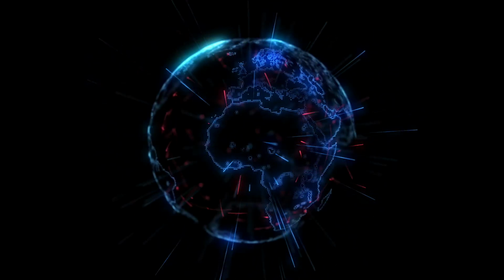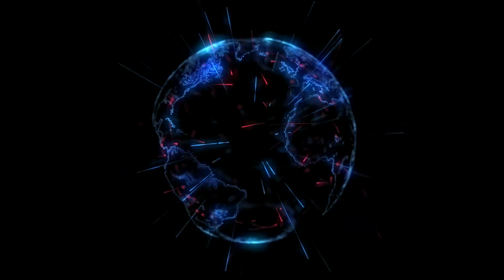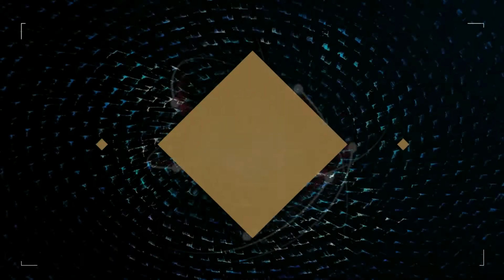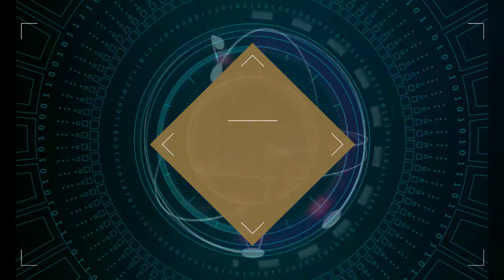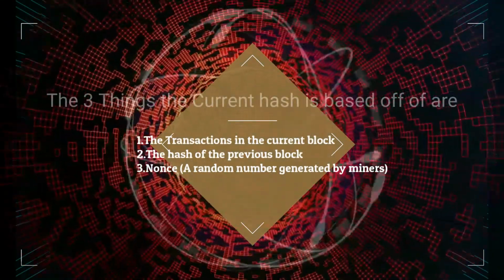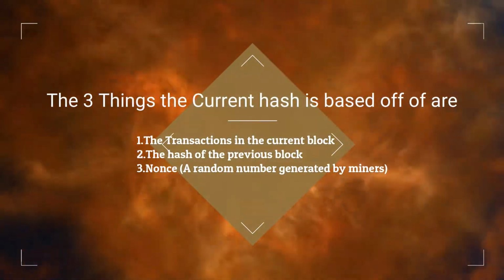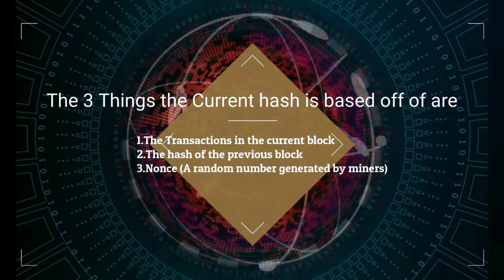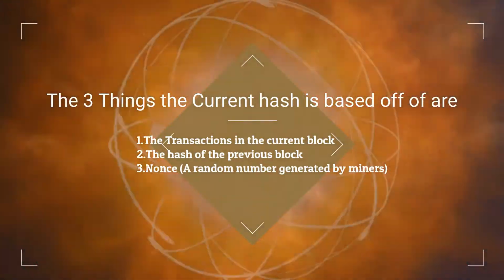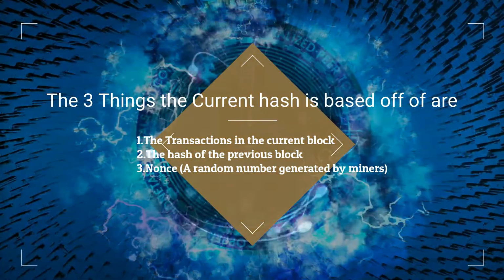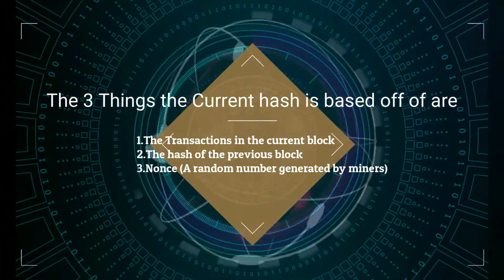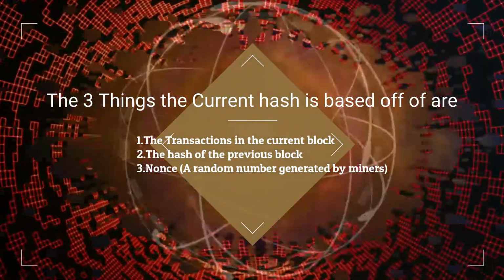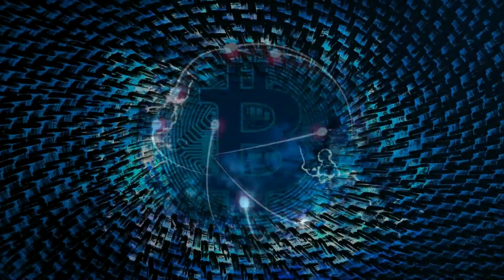The hash is based on the previous hash and transactions in the current block, and also based on a random number that miners have defined called nonce. So this is when we introduce the miners to the equation. It's based off the transactions of the current block, the hash of the previous block, and nonce, which is a random number that miners try to figure out.